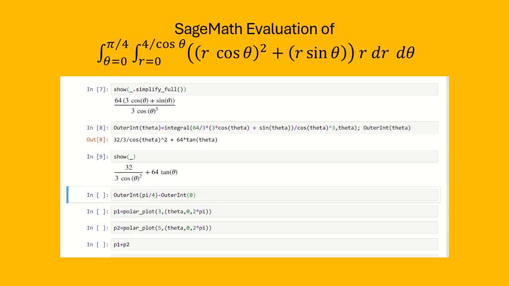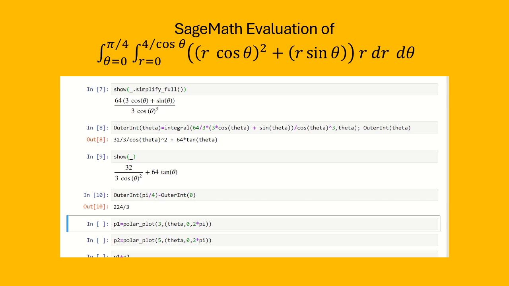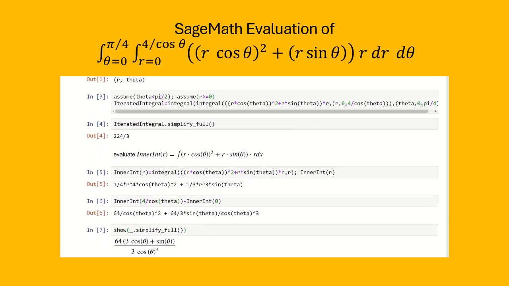To evaluate that outer definite integral that we're really interested in, we'll take this outer int at pi over 4 minus outer int at 0, and when we do that, we get that the answer is 224 divided by 3. The same answer that we got up here by evaluating the iterated integral in one cell as the integral of the integral.